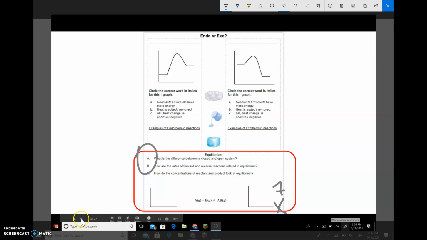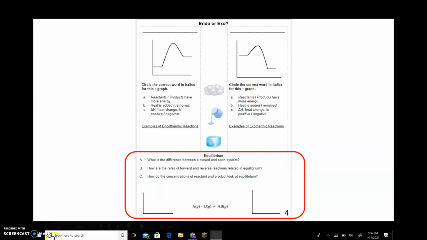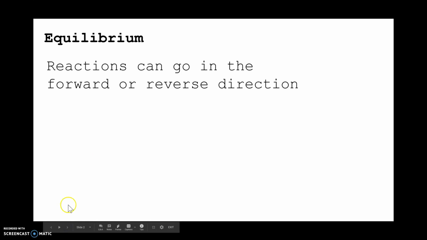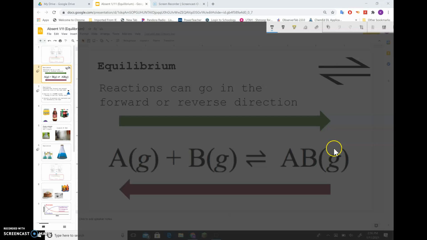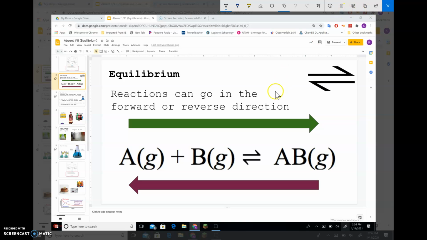Okay, so first thing is equilibrium. Equilibrium is when reactions can go in either a forward or reverse reaction. So here's what this means. Right here we have these 2 half arrows. This is reactants, this is products. So the forward would be us going from reactants to products. The reverse is products to reactants.